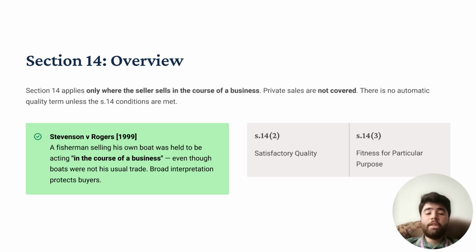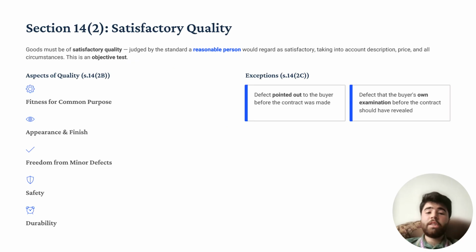So section 14 then gives us two key implied terms: section 14 subsection 2 about satisfactory quality and section 14 subsection 3 about fitness for particular purpose. Section 14 subsection 2 says that where a seller sells in the course of a business, there is an implied term that the goods must be of satisfactory quality.